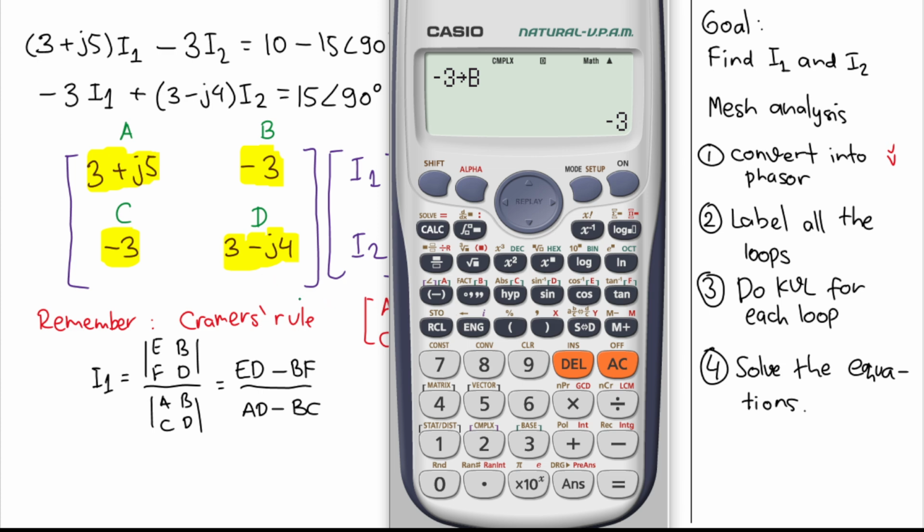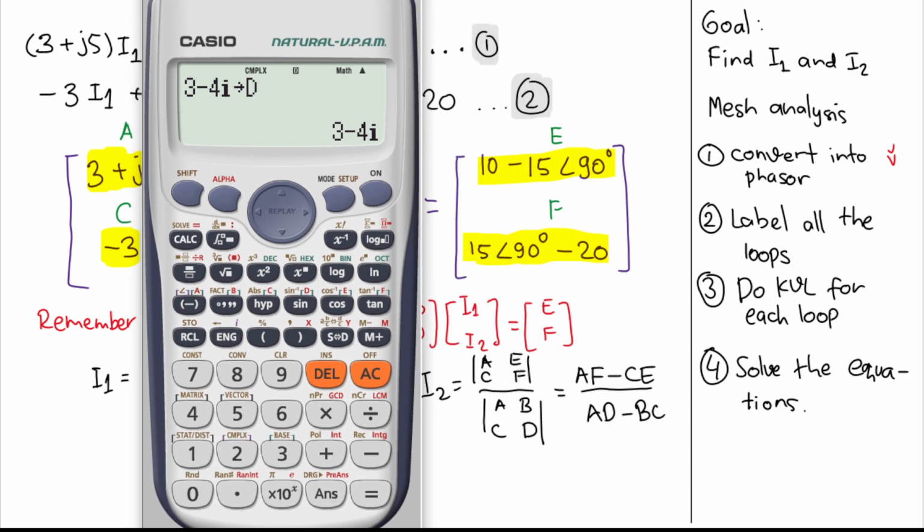Good. And then we will have another minus 3, which we store as C, with shift store C. Then I will have D, which is 3 minus j4, or 3 minus 4i. Let's store that as D. Good. We have stored A, B, C, and D. Now let's store E and F.